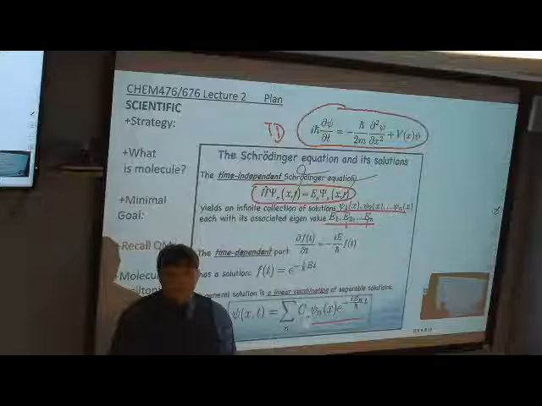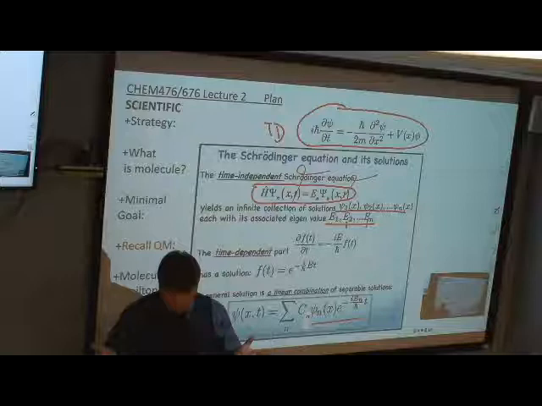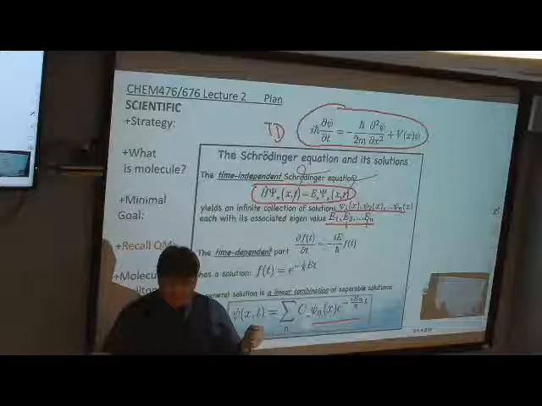So how do we write what H is? H is kinetic energy plus potential energy, right? For kinetic energy, we need the momentum of each particle in the system. For potential energy, we need the position of each particle in the system.